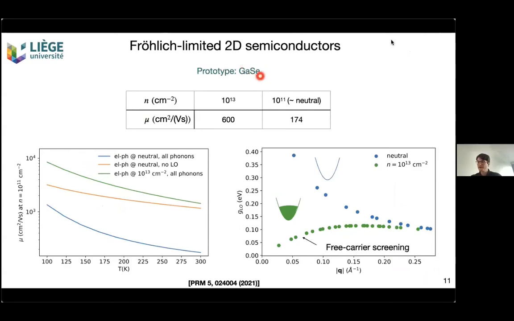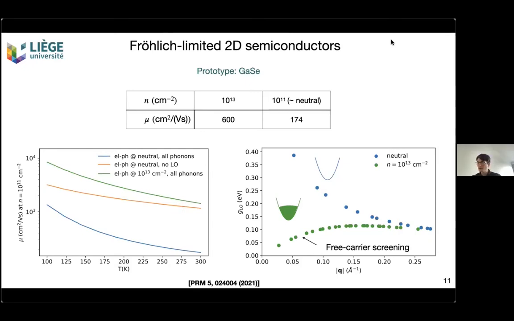To study this in more detail, we can look at gallium selenide. I've mentioned it earlier. It's a prototypical semiconductor limited by the Fröhlich interaction. As you can see, its mobility at high doping, 10^13, is this. And if you do the same calculation in the low doping neutral limit, you get a much smaller number that you see here. So the blue curve is the mobility as a function of temperature. It's effectively this number, but as a function of temperature. In orange is what you get if you do the same calculation but turn off the Fröhlich interaction, so you turn off the interactions with polar-optical phonons, and you can see the mobility shoots up by an order of magnitude.